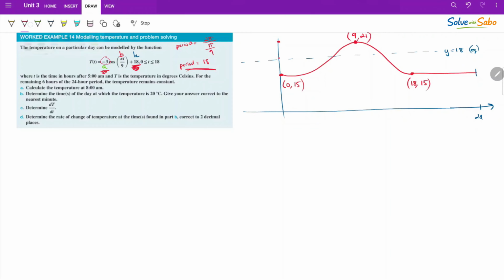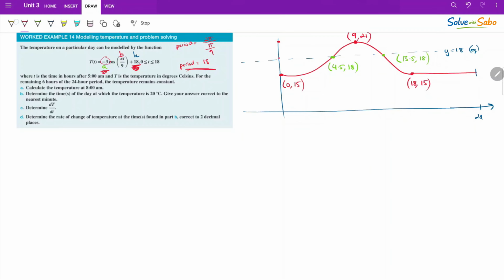Alright, and I've got 2 equilibrium points. I'll quickly do those in green. Here we go. These points are halfway between mins and maxes. So halfway between 0 and 9, that's at 4.5 and 18, because that's my equilibrium line. And then halfway between 9 and 18 is 13.5 and 18. Right, this seems pretty good so far.